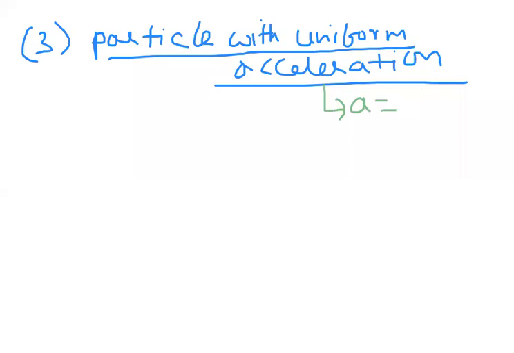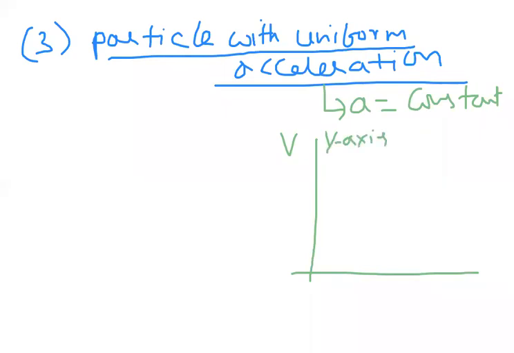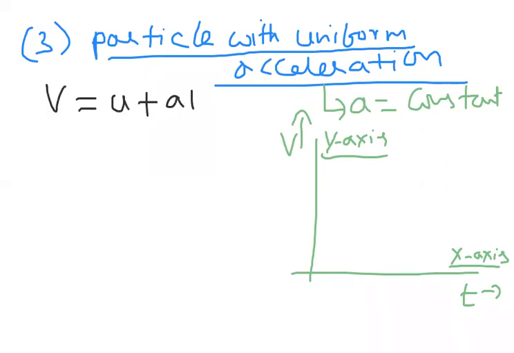Now how to handle this situation? We have to plot the graph for velocity and time. We know velocity is taken on the y-axis, and time is taken on the x-axis. Fine. Now, what is the equation connecting velocity and time? V is equal to u plus at. Here a is constant. For formality, I am writing it like this: v is equal to at plus u.